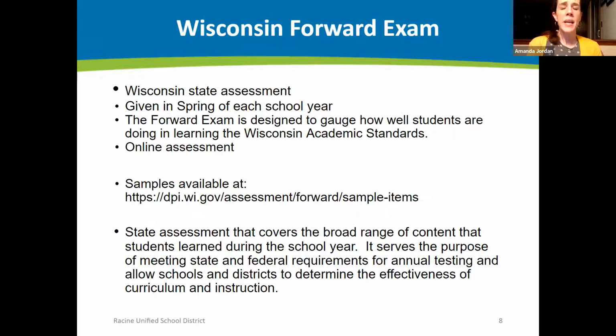The Wisconsin Forward exam, as I stated, is online, and DPI is kind enough to have samples of the Forward exam available for families to see, and also go through and use different sample items to look at what the Forward exam looks like for specific grade levels in that new online assessment format. The Forward exam covers a huge plethora of content that students learn during the school year. And it meets both, like I said, state and federal requirements that are put on public school districts for what is needed to determine how the school districts are doing in presenting the state standards in the learning setting.